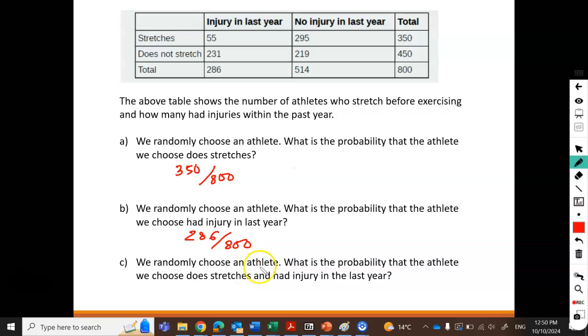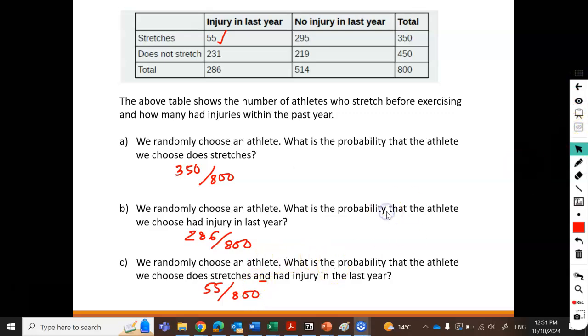We randomly choose an athlete. What is the probability that the athlete we choose does stretches and had an injury in the last year? So we will see the intersection here: stretches and injury, which is 55 out of 800. So your solution here will be 55 out of 800.